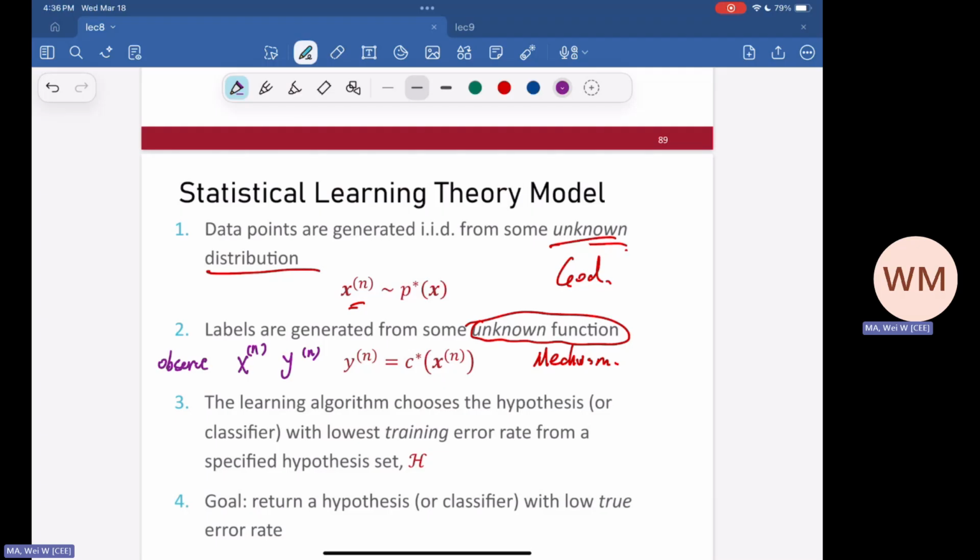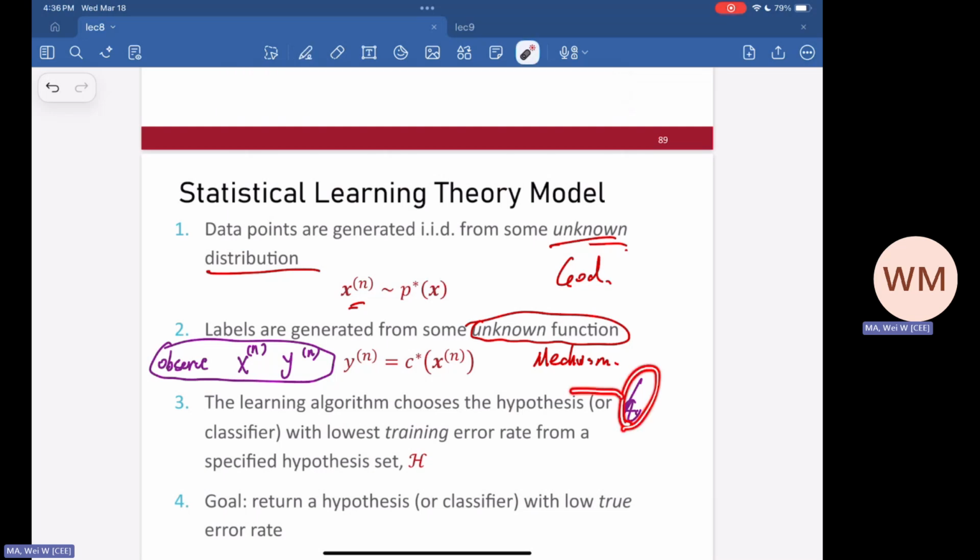Okay, so basically our objective is that, when we talk about machine learning, we want to define a learning algorithm that can find a good function C, for example, or H, such that this H approximates this C hat as much as possible. Technically, what we are doing is finding an H that achieves the lowest training error.